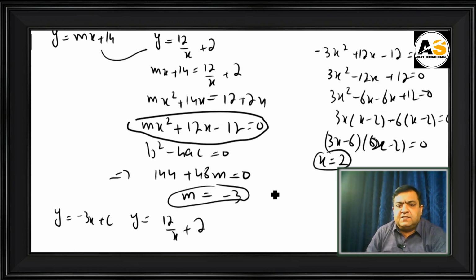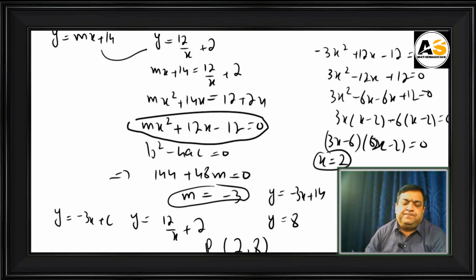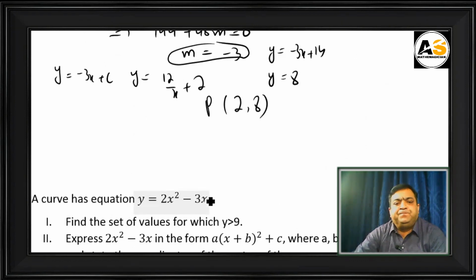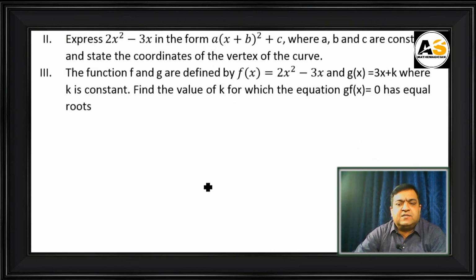The line was y = −3x + 14. For x = 2, y = 8. So (2, 8) is the point of intersection. I hope it is clear. Let us move to our next question.